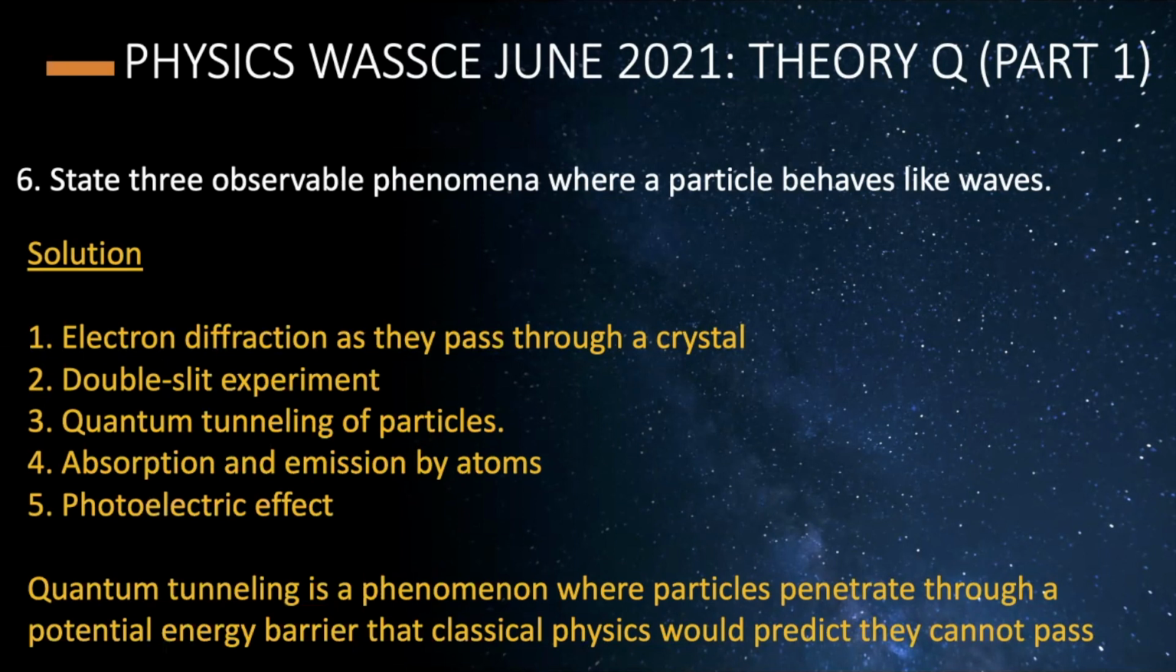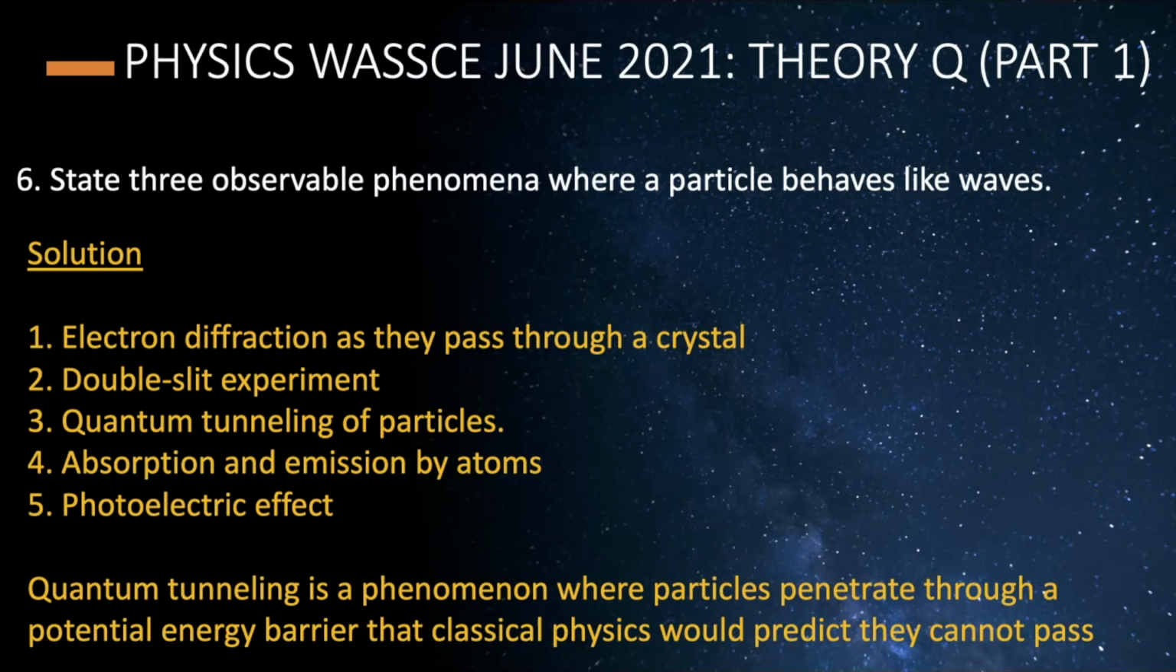And about this question, getting back to it, there are different phenomena that have been observed. Some of them I've highlighted. Electron diffraction as they pass through a crystal. There are different ways diffraction can occur. This is just one of the examples.